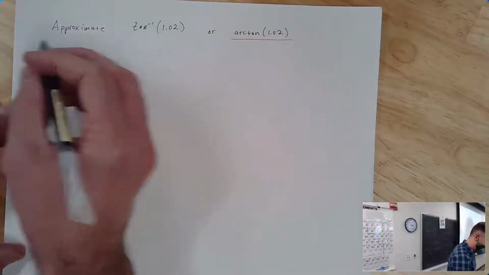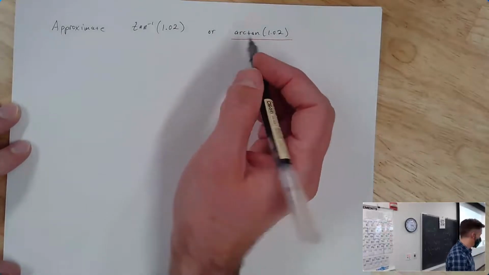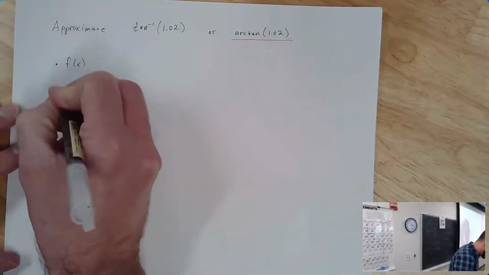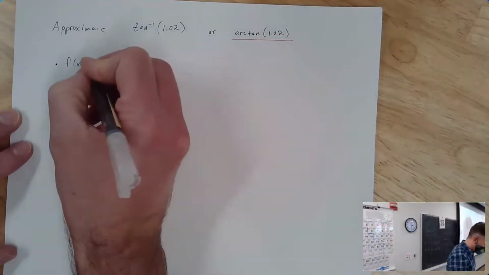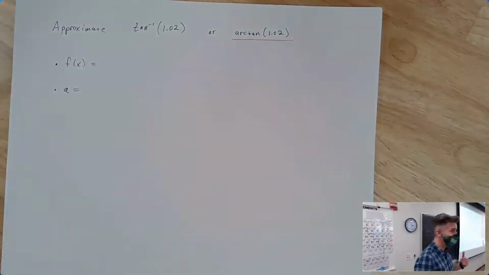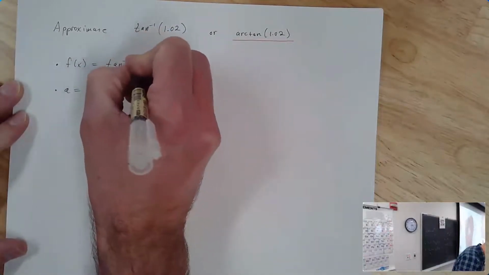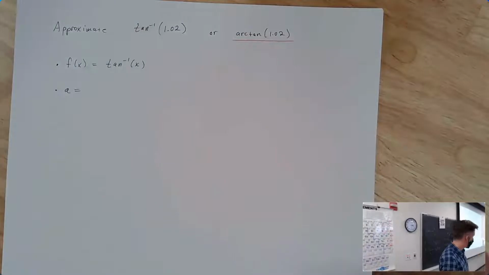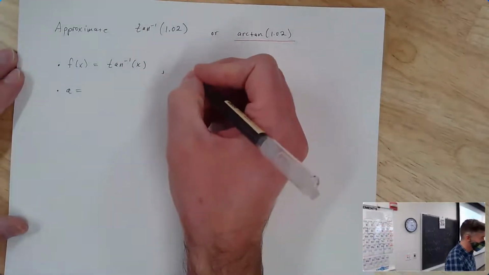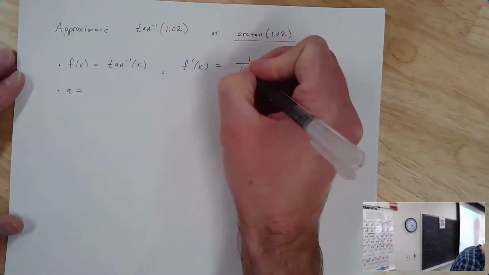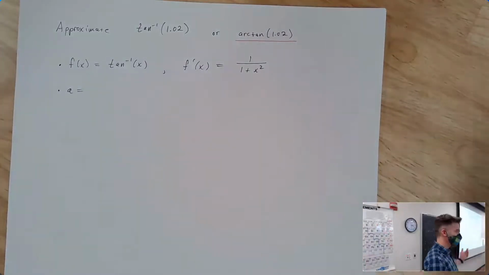Let's see here. So just like before, we want to identify the things. We want the function. We want the a value. Every time I'm doing this, when I'm asked to approximate function of value, I'm just replacing the numeric value with x. So I'm just rewriting this as, oh, my function is the inverse tangent of x. And we know the derivative, or we're supposed to know the derivative. The derivative is 1 over 1 plus x squared, or 1 over x squared plus 1, whichever way you want to write it.